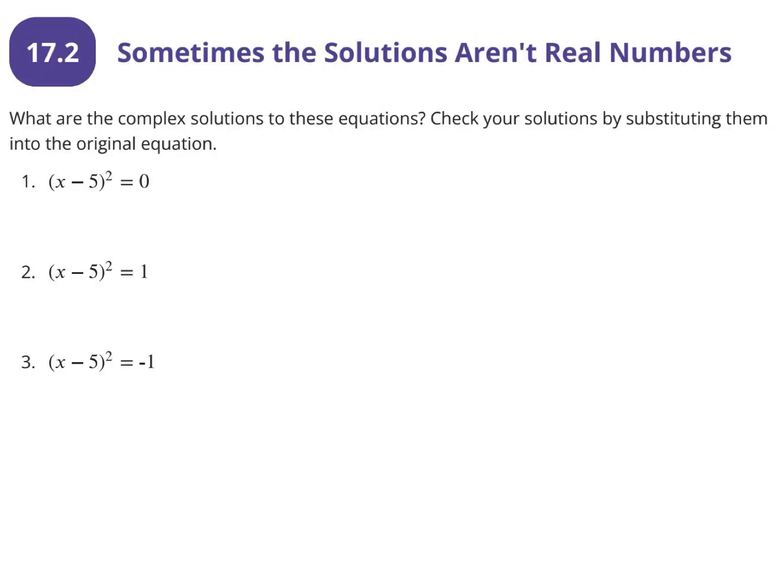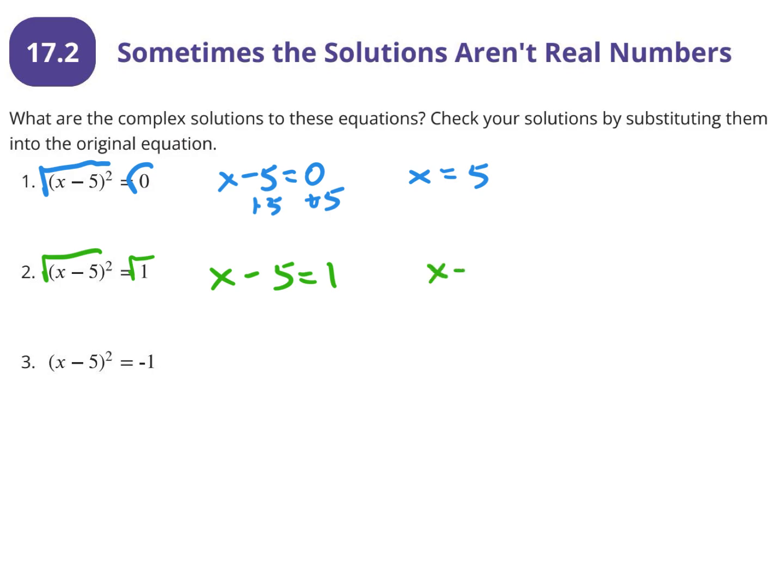Okay, so let's solve these problems. So when I take the square root of both sides, I get x minus 5 equals 0. I add 5 to both sides, and x will equal 5. Okay, so for the next one, I do the same thing. I take the square root of both sides. To get rid of a square, take the square root. I get x minus 5 is equal to positive 1, and I get x minus 5 is equal to negative 1. Remember, when you take the square root of a positive number, you get 2 roots, one positive, one negative.